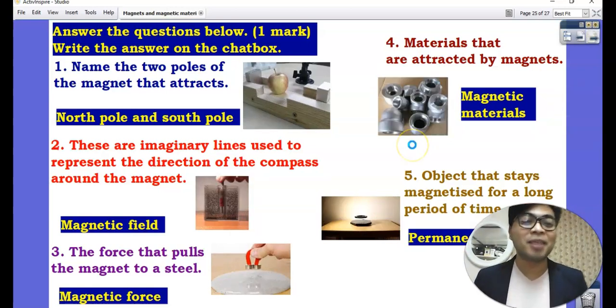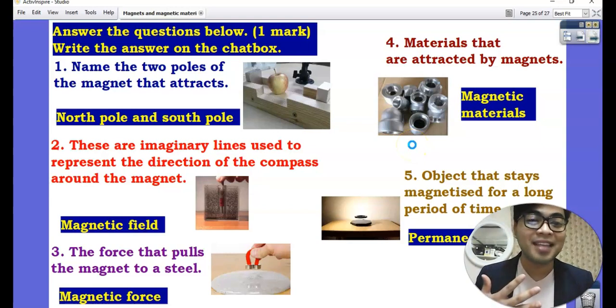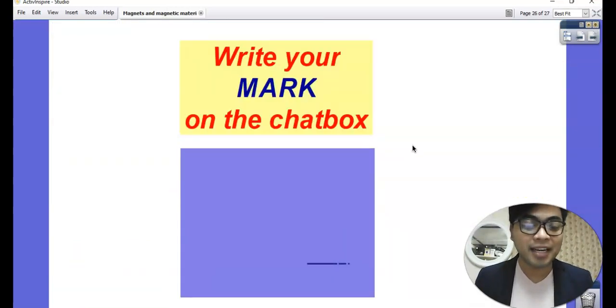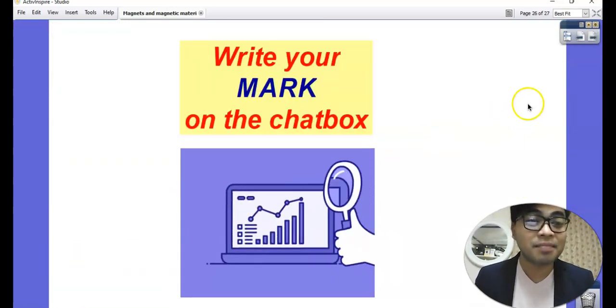So, how many marks did you get? Did you get all 5? That is awesome. So, kindly revise this lesson again. If you need more time for it, or if you need any clarification, just message me.